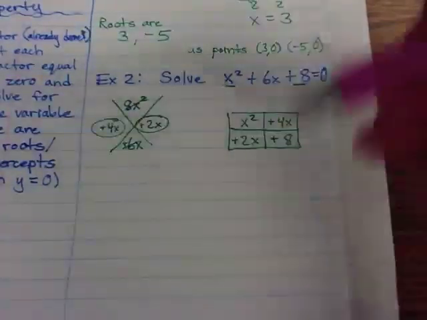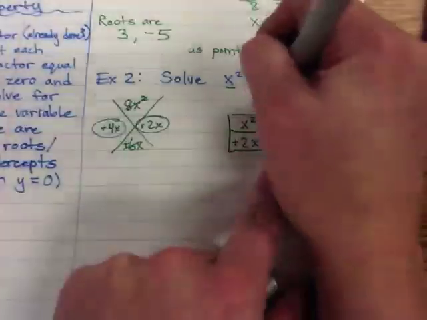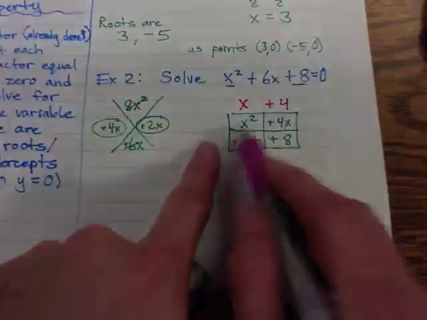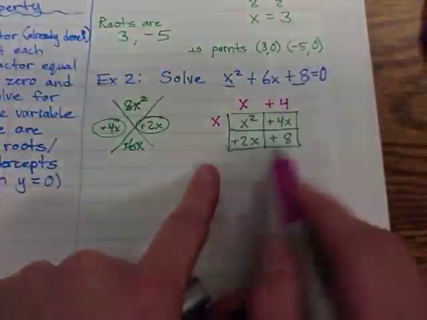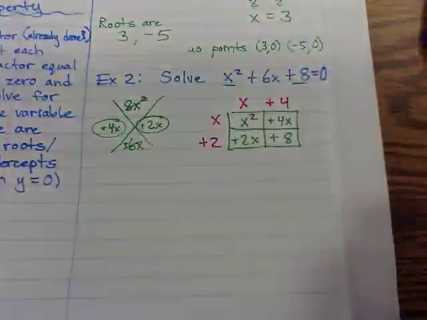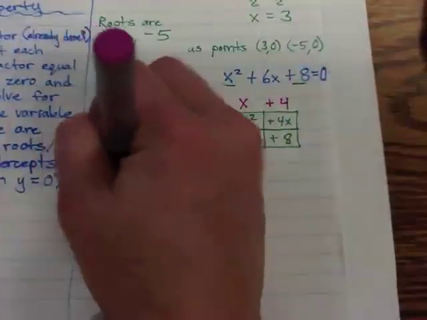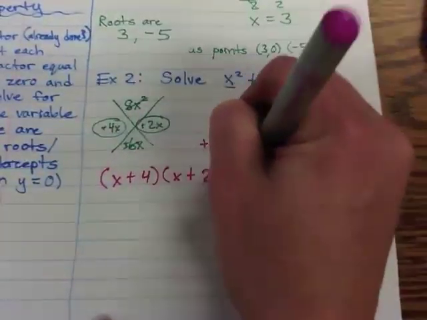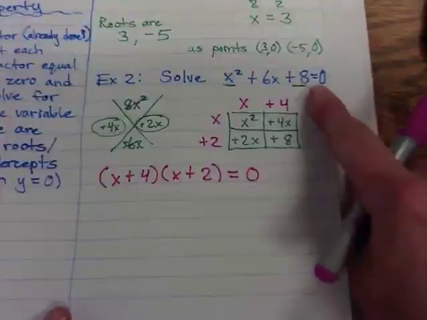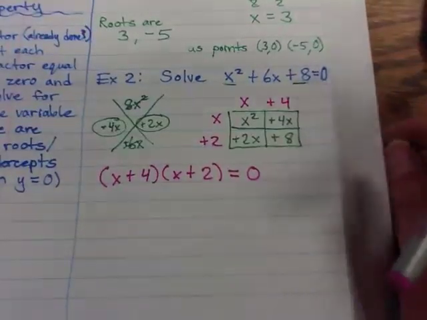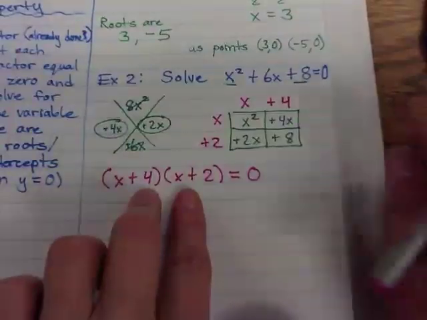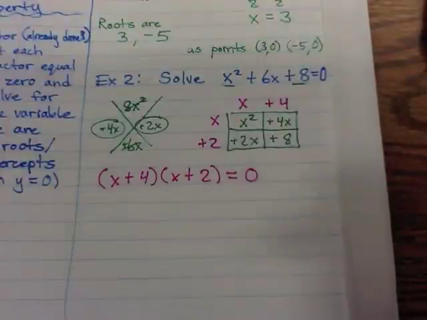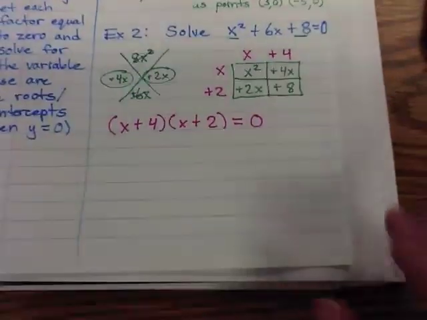Okay, what's your common factor in this column? Positive 4. What about this one? And what about this one? And this one? Positive 2. So our two factors are x plus 4 times x plus 2 equals 0, because it was equal to 0. So everyone see how this is the exact same thing? This one's factored, that one's multiplied out. Same exact thing now.